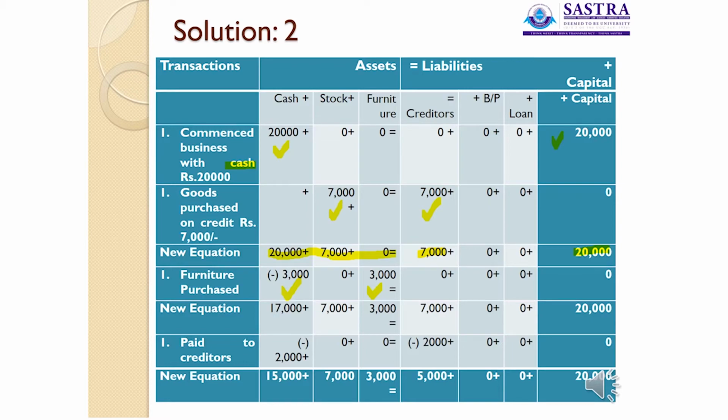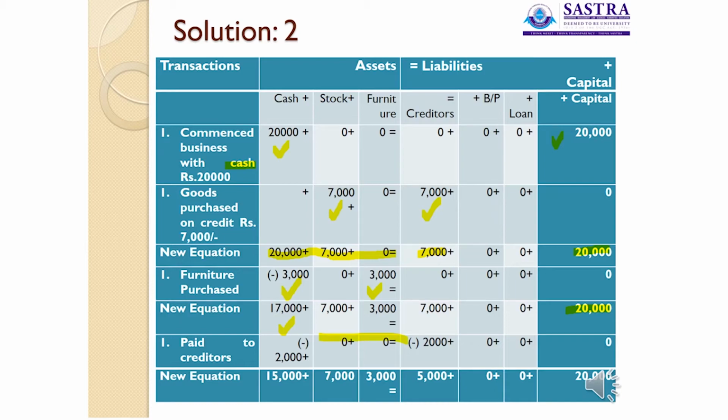Now you have to add this one. Here cash value decreased by rupees 3,000, so 20,000 minus 3,000, 17,000. So 17,000 is the value of cash in hand. Then 7,000 is the value of stock; there is no effect on this side. 3,000 is the value of furniture. Credit of 7,000. Here 20,000 is the value of capital. So what is the equation here? 17,000 plus 10,000, 27,000 is equal to 7,000 plus 20,000, so 27,000. So the accounting equation is proved here.